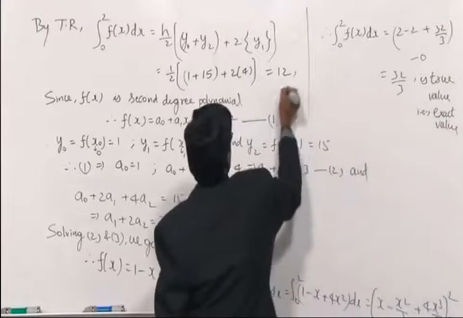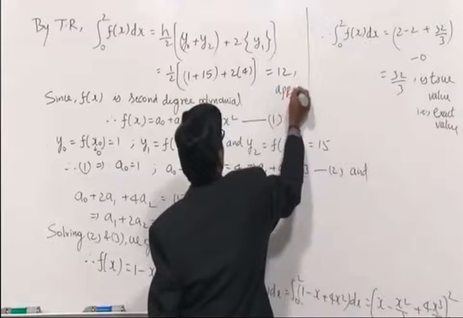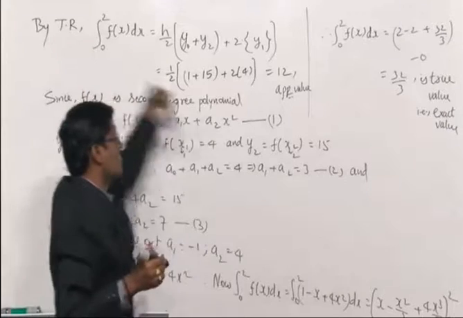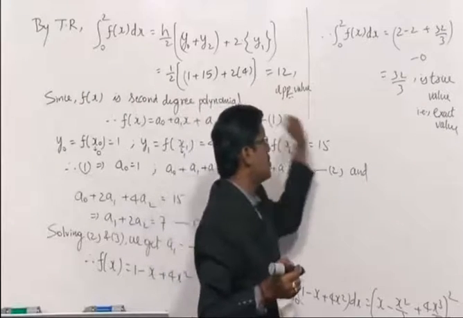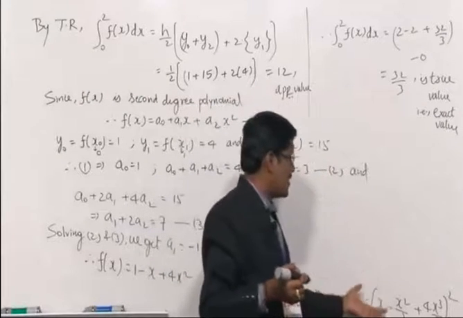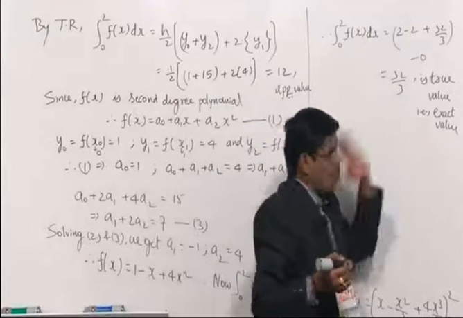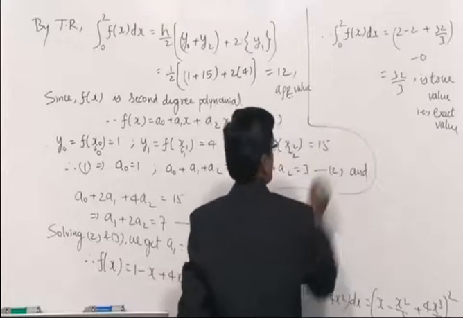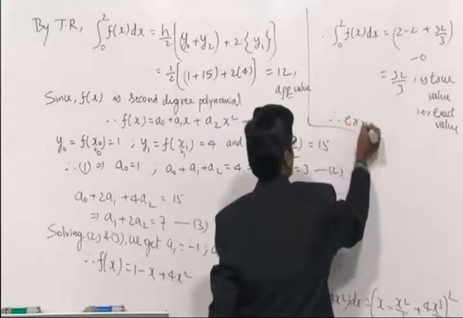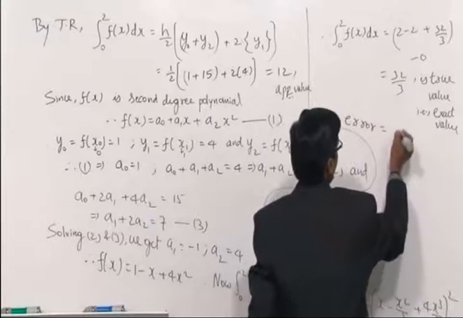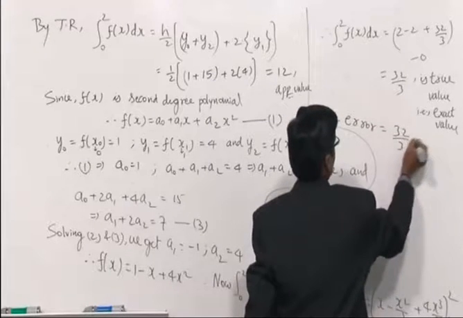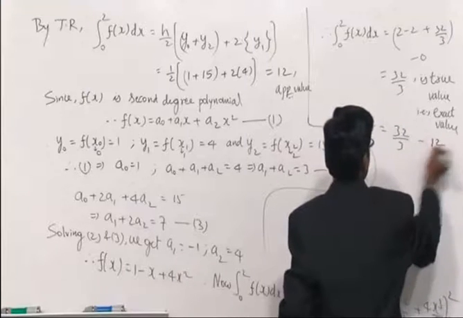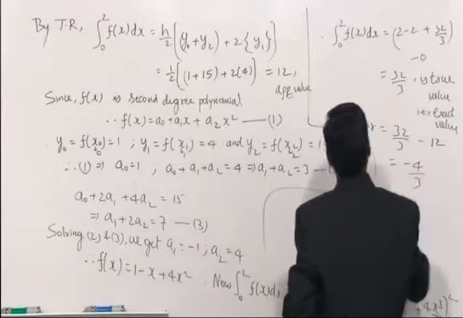And this is the approximate value. Please go back again. While evaluating numerically by the trapezoidal rule, the value so obtained is called the approximate value. While using standard integration formulas analytically, the value obtained is called the exact value. So therefore error is equal to the true value, 32 by 3, minus the approximate value, which is given in the question, 36, that is minus 4 by 3. That is the answer, the error.